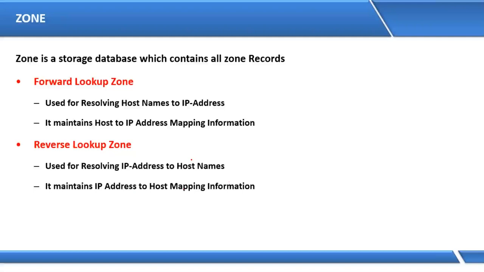These two things are very important. So DNS contains zones and zones contain records. Two types of zones are there, forward and reverse here, right?